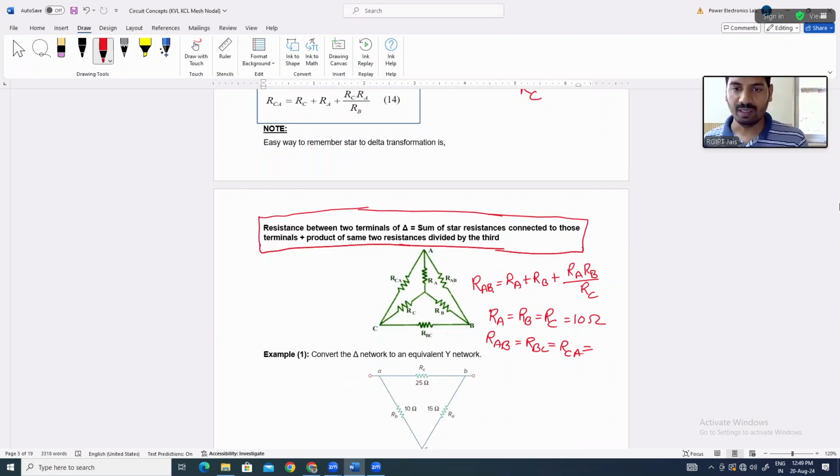So first if we calculate for RAB, RA plus RB means 10 plus 10, here it will be 10 plus 10 plus 10 into 10 by 10. So how much did it come? 30 came. So 30 is 10 multiplied by 3, right? So if we are converting from star to delta, so R delta will be equal to 3 times of R star.